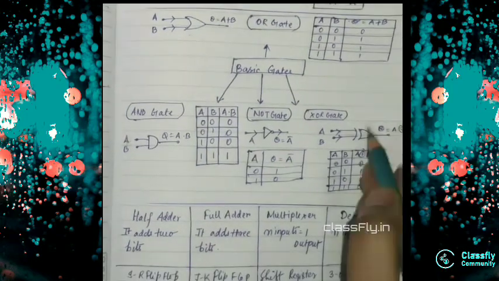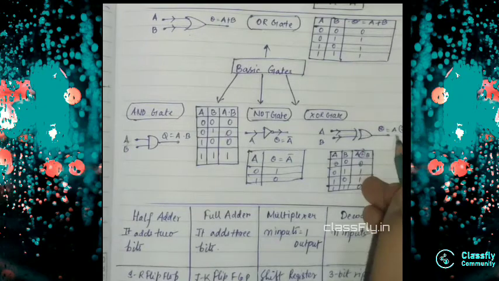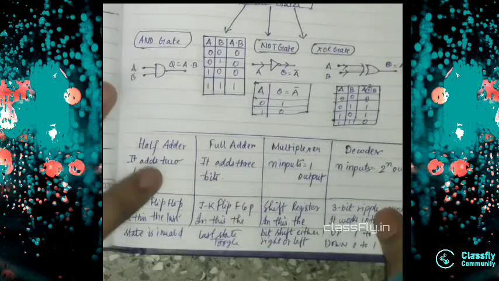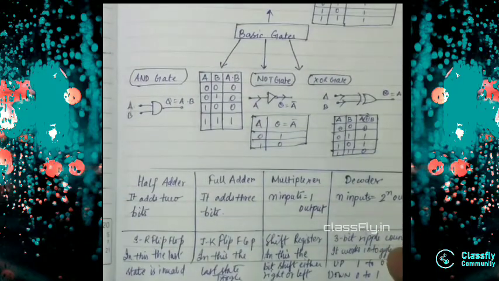XOR gate symbol is this, and in output you will get A XOR B. This states that if there is even parity, then you will get 0. Okay, so now we will move on to our half adder, full adder, multiplexer, decoder.